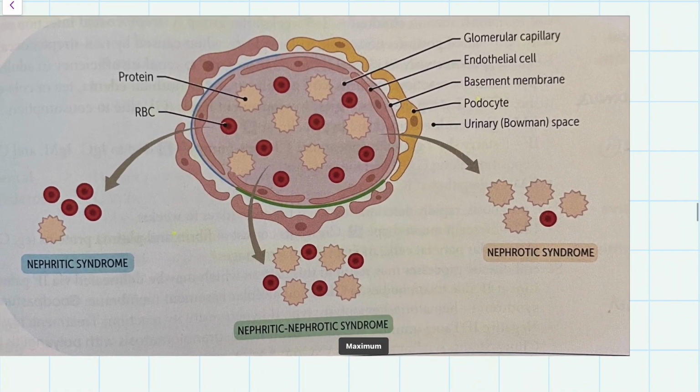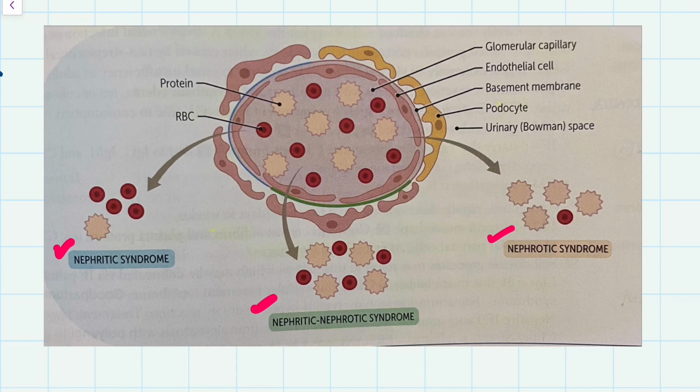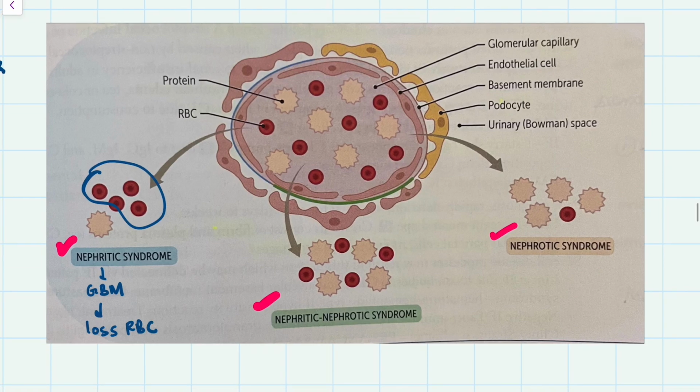Right. Now let us look at glomerular disease in a bit more detail. Glomerular disease can either be a nephritic syndrome, a nephrotic syndrome, or a nephritic-nephrotic overlap, right? In nephritic syndrome, there is inflammation of the glomerulus that leads to damage of the glomerular basement membrane, and this in turn causes loss of RBCs in the urine, right? A very important point to remember is that there are dysmorphic RBCs, and this leads to hematuria. So the patient presents with hematuria along with RBC casts, right?